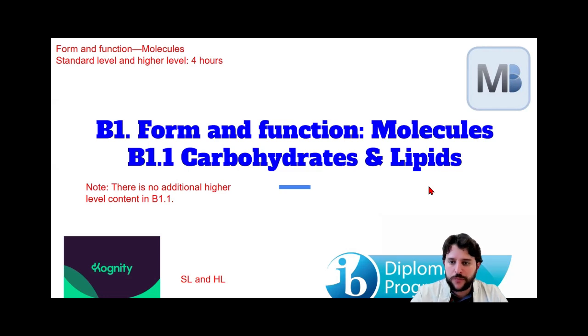So in today's video, we're going to go over carbohydrates and lipids, B1.1. We're going to start with carbs, and then we're going to finish with the lipids and oils. The main learning goal of this topic is to examine the chemical structure of these compounds and relate it to their biological function. All right, so let's go.